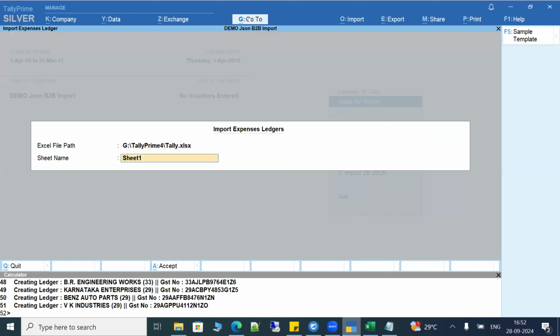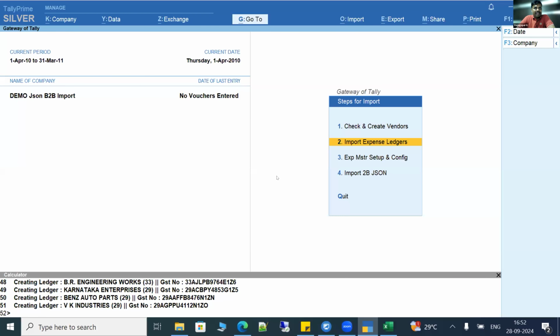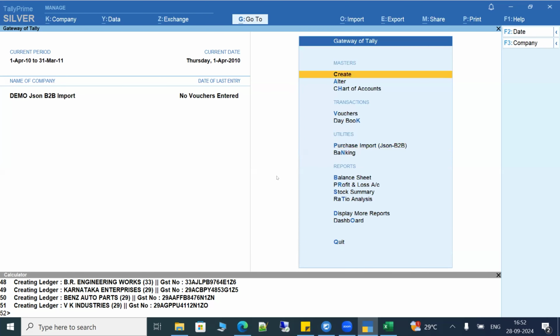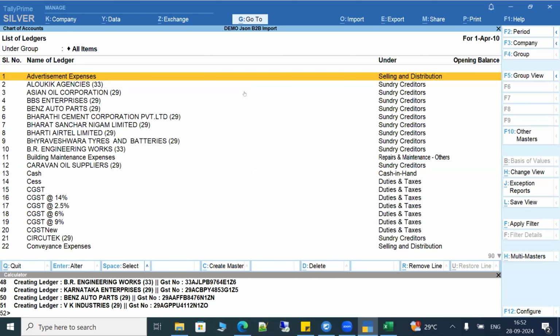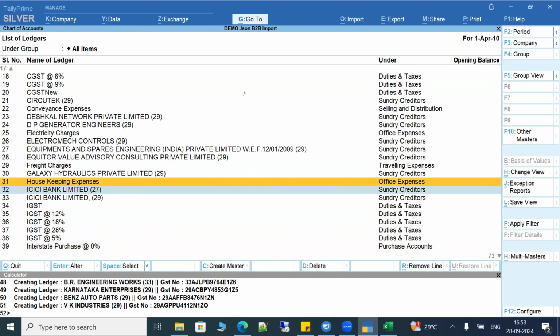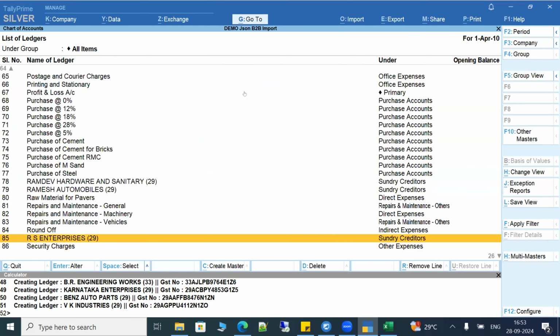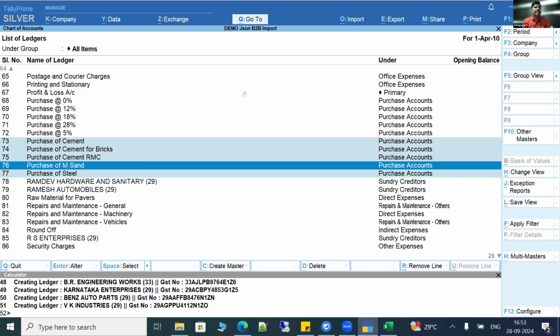Yes. Now we'll try to import. Any other groups? No, only one group. In fact, down below you can see in the calculator panel what's happening. Yes, a ledger has been created with the GST number, everything. Expense ledgers are also imported. We'll see the ledger view. See, now there are vendors and also expense ledgers. So here, office expenses, the purchases. So many expenses and vendors got created.